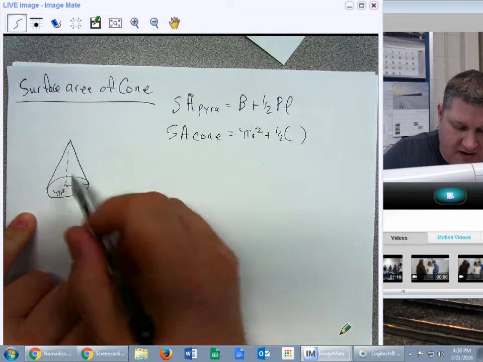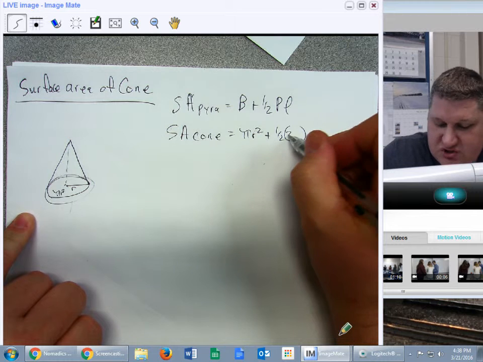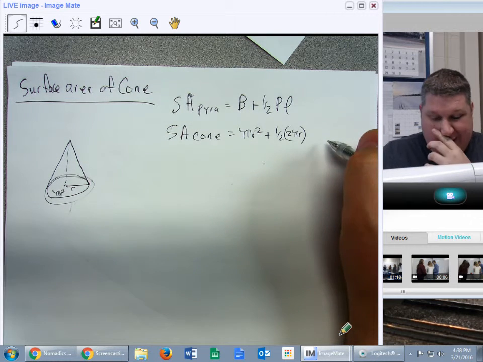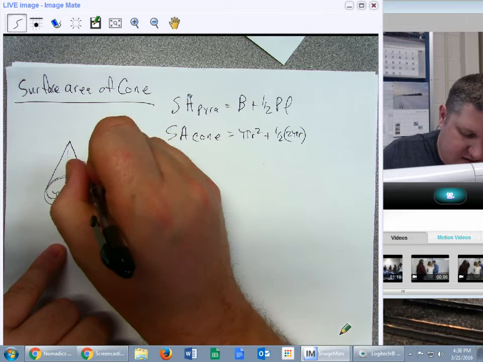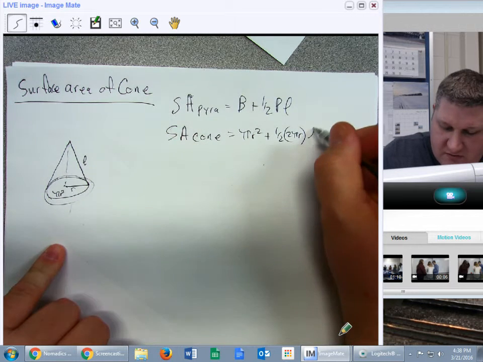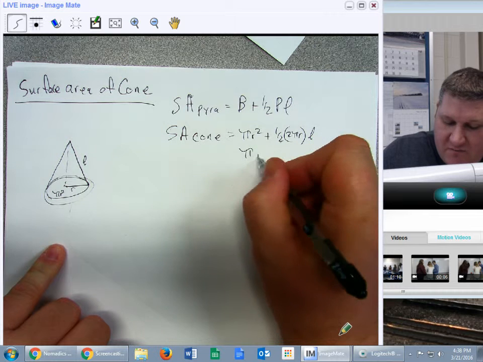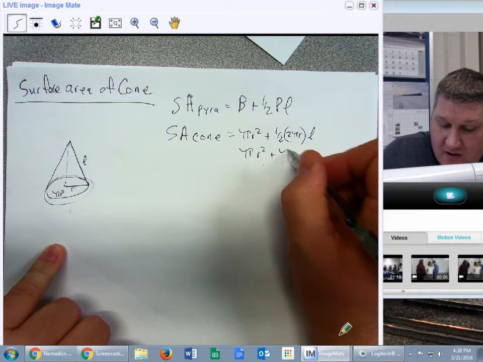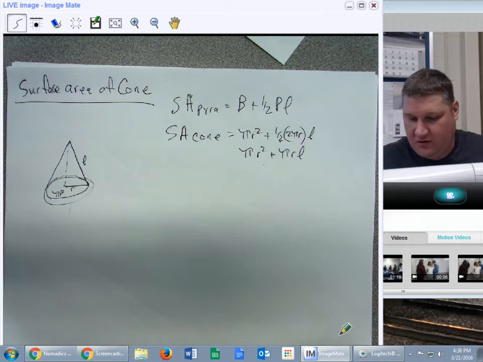Now the perimeter, again, is now a circle. So we need the perimeter of a circle, which is 2 pi r. Now, you still need the length down the side. So that's still going to be L, and we'll do that. But you'll notice the 1/2 and the 2 can cancel each other out. So pi r squared plus pi r L. Now, here's why this all works.